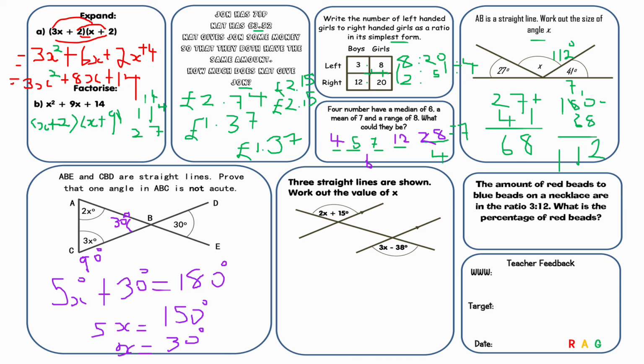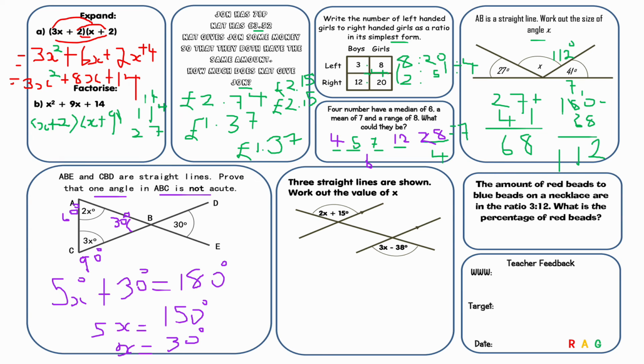And 2 lots of 30 is going to be 60. So angle A and angle B are acute, but angle C isn't. So angle C is not acute, and that's one angle in the triangle ABC. Right, guys, next question.